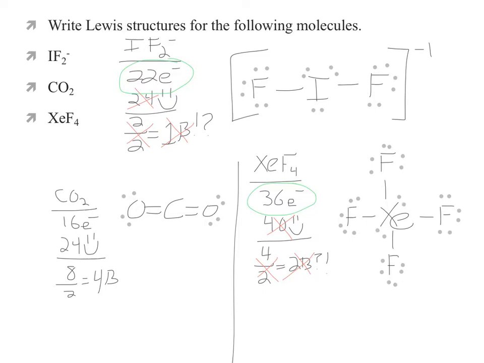So that xenon now has 6 sets around it. It has 4 bonds and 2 lone pairs. It's got 6 sets of electrons. And it's big enough that they're stored in d orbitals.